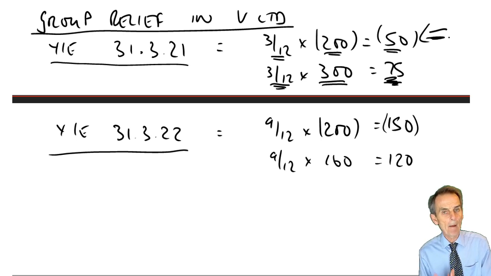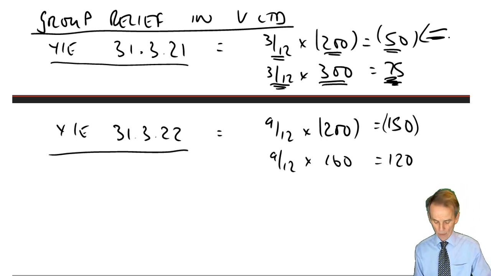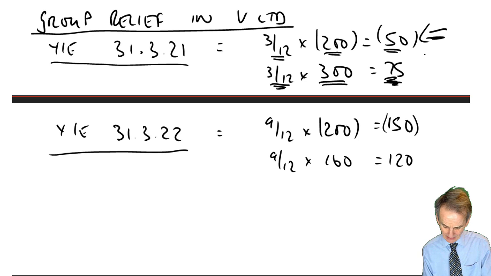Remember, we're talking about the maximum group relief available. You are still free to choose to make a lesser claim if you so choose. That's down to you. These are the maximum group reliefs available. 50 is less than 75. All of that loss may be used.